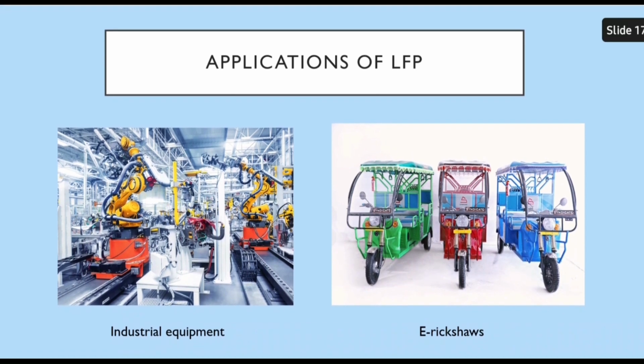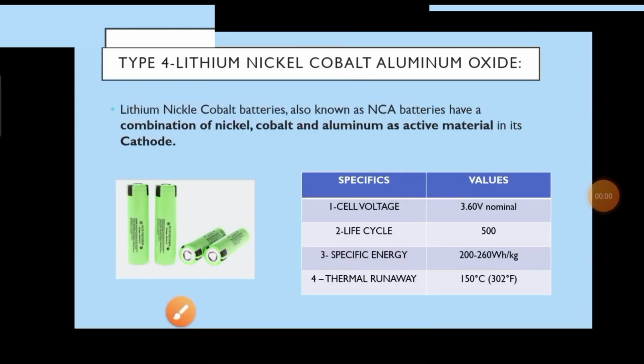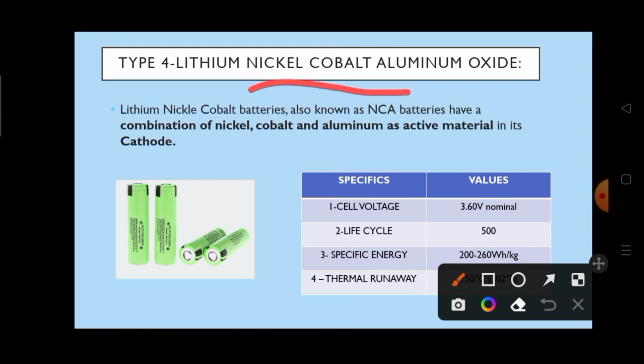Now I hand over the presentation to my next group member Rutuja. Myself Rutuja Suryavanshi, roll number 63. I am going to explain the fourth type of lithium ion battery, that is lithium nickel cobalt aluminum oxide. It is known as NCA batteries, which have a combination of nickel, cobalt and aluminum as active material in the cathode.